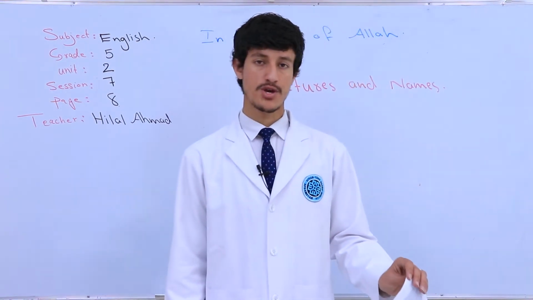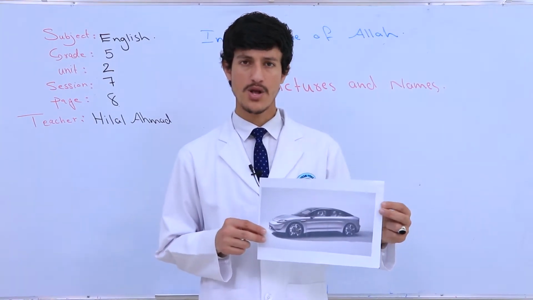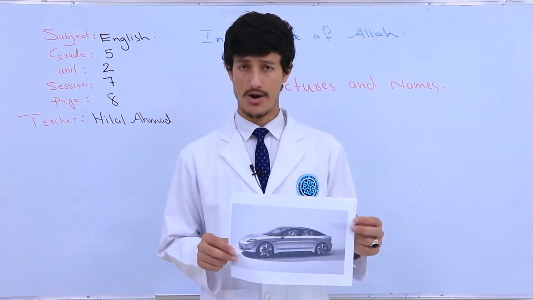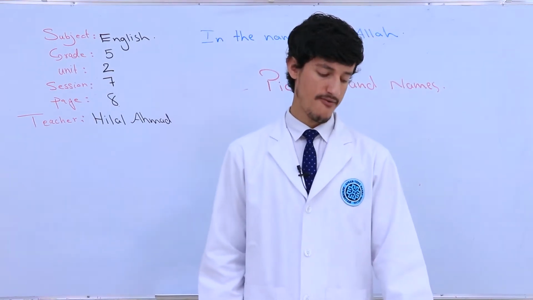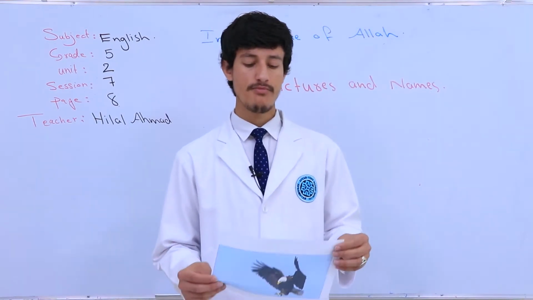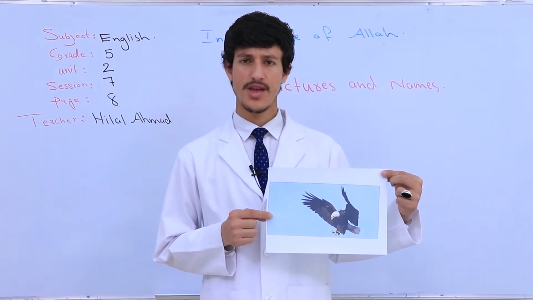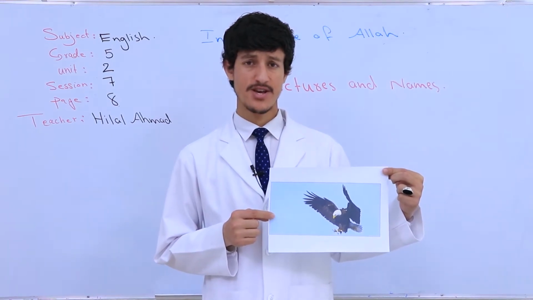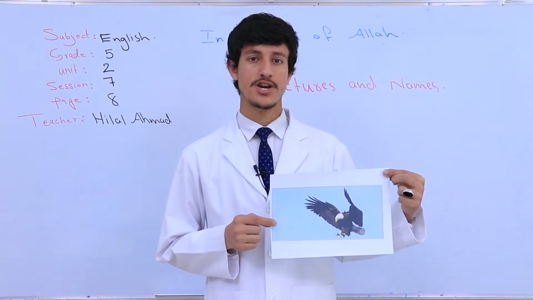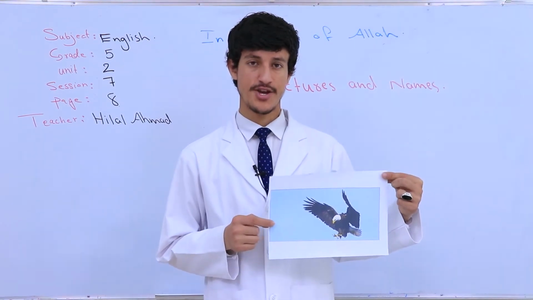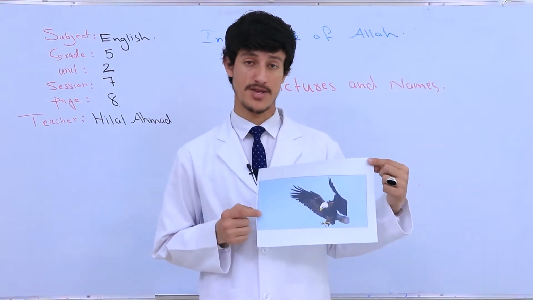And the next picture after this is picture 3. Look at your books. Look down. There is picture 3. Car. What? Car. And picture 4. In picture 4, we have this picture. Picture 4 is eagle. What? Eagle, right? It has very strong eyes. Eagle, right?